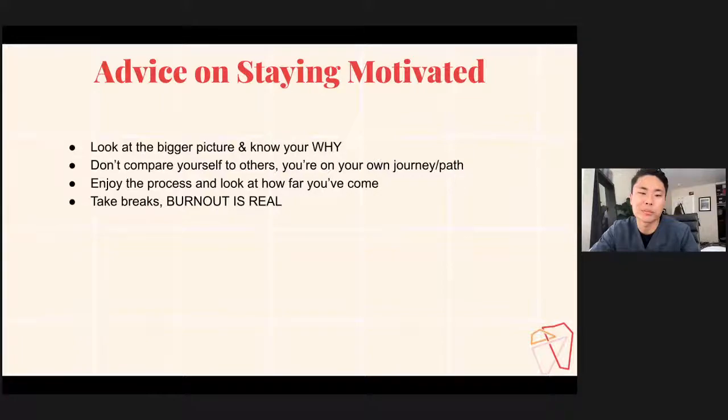That ties in with the first part: looking at the bigger picture, knowing your why, and always taking a step back and taking breaks, because burnout is really real. A lot of people tend to pedal to the metal and just try to grind through it as much as they can. But sometimes it's better to take breaks, because you perform better when you're at your best self.